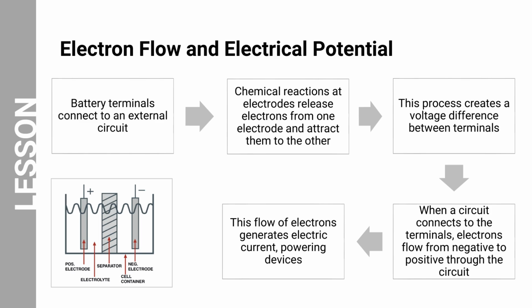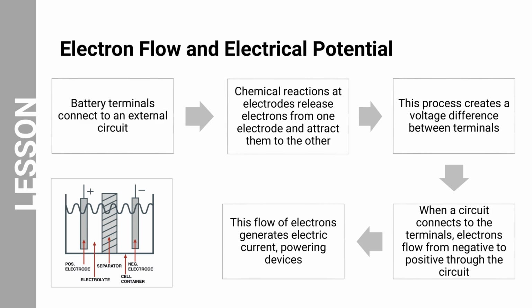Let us now look at the electron flow and electrical potential. Initially, the battery terminals connect to an external circuit. Next, the chemical reactions at the electrodes cause the electrons to be released from one electrode, anode or negative, and attracted to the other, cathode or positive. This creates a voltage difference, electrical potential, between the terminals.